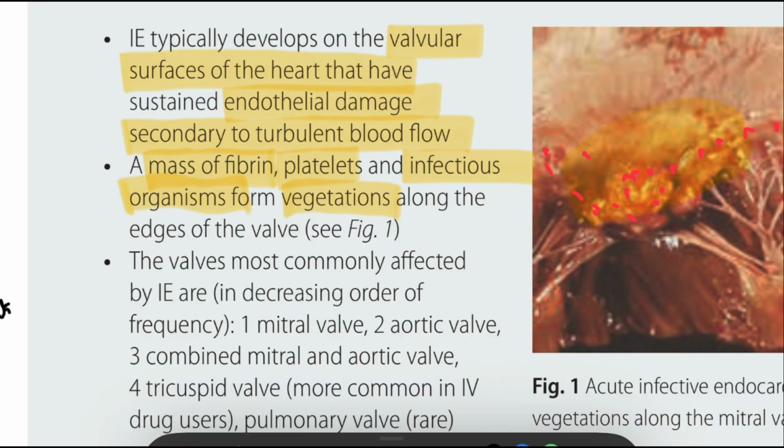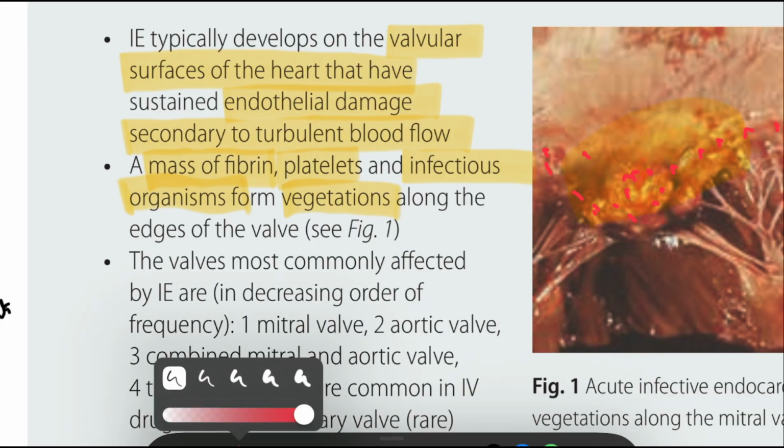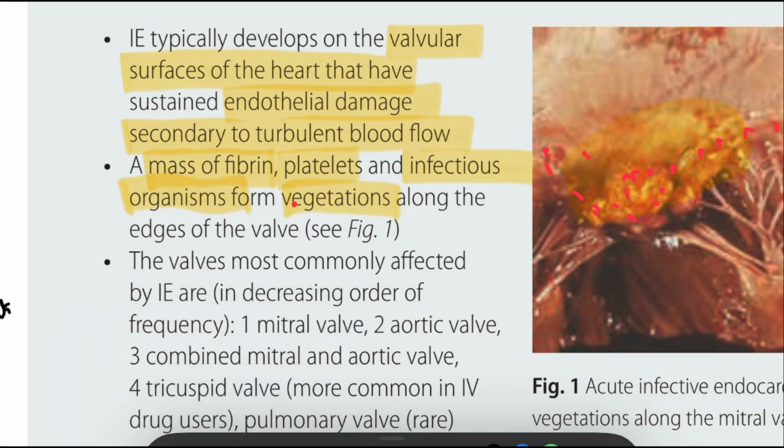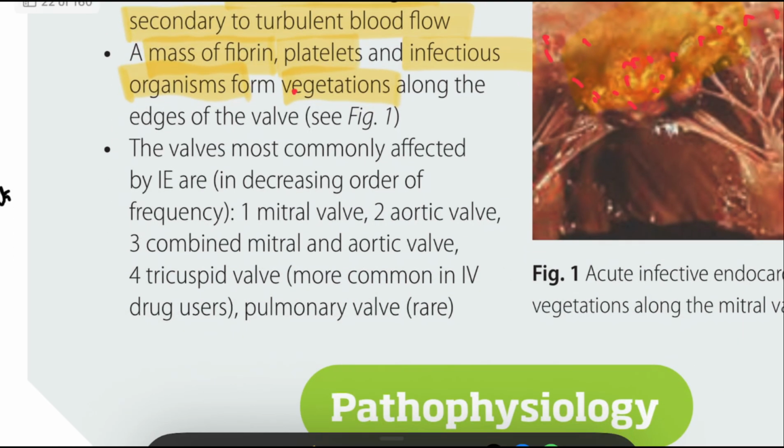I already told you, vegetation means what? Vegetation means microorganisms, platelets, fibrin, and inflammatory cells. We call that vegetation. So these vegetations will form in that valve. Then we can see transient bacteremia, then microorganisms will attach to the vegetation, then we can see infective vegetation formation. Then the valve will become destroyed.